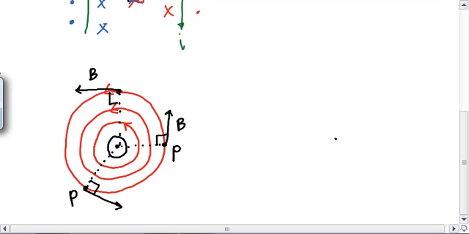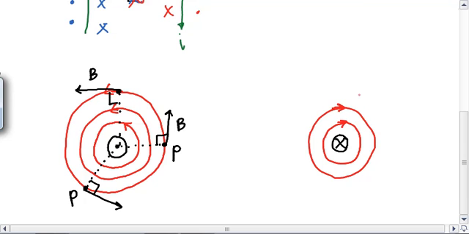Now what if it's going into the page, away from you? So again, the circle is the cylinder of the wire. The X represents that the current is going into the page. So what does your magnetic field look like? Clockwise, concentric circles, getting weaker and weaker as we get further away. Again, pretending that I can draw concentric circles.